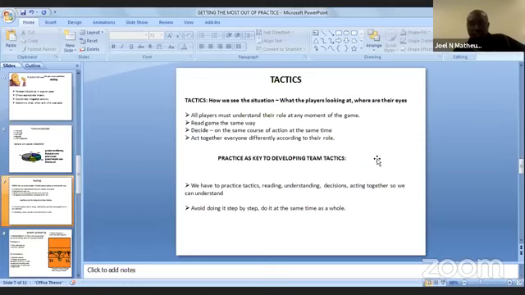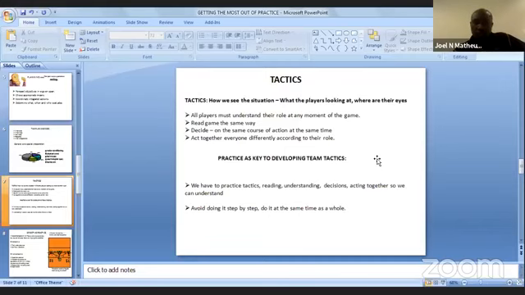What is very important to know is that we have to practice tactics, reading, understanding, decision, and acting together as we can understand. We cannot practice them separately. We have to put them together, and by doing that, we must avoid doing it step by step. Do it at the same time, as a whole. As I have explained, it's a chain of action. You cannot break that action, or you won't be able to complete a rally.